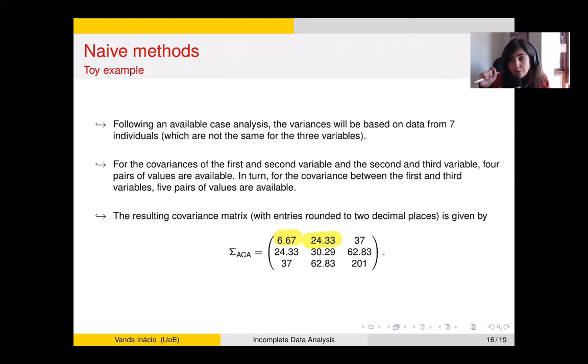And okay, that's it for this part. We will see how to implement this in R, and then we will learn about single imputation approaches. They also have their drawbacks, but somehow they form the basis for more advanced methods, so it's worth learning them.